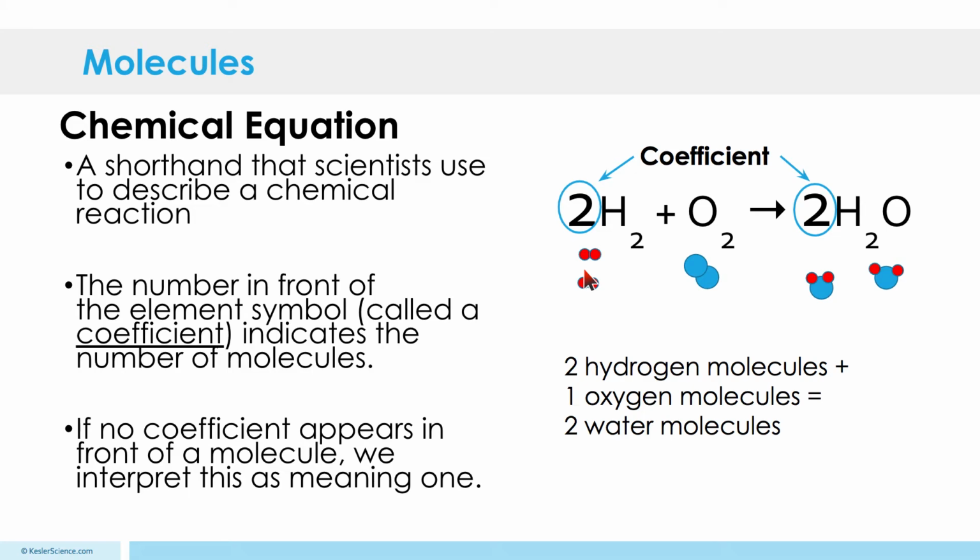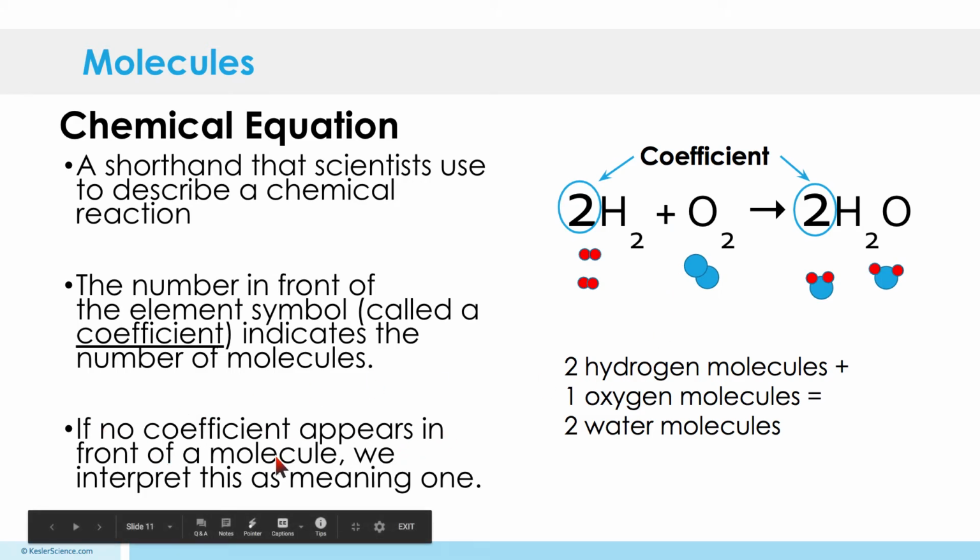So let's back up. A chemical equation is a shorthand that scientists use to describe a chemical reaction. It's really scientists' way of explaining what's happening, and so they've come up with different ways to help it make sense. They came up with subscripts and they came up with coefficients. Also, as I said earlier, if there's no number there, it's always assumed to be 1. So if no coefficient appears in front of a molecule, we interpret it as meaning 1.